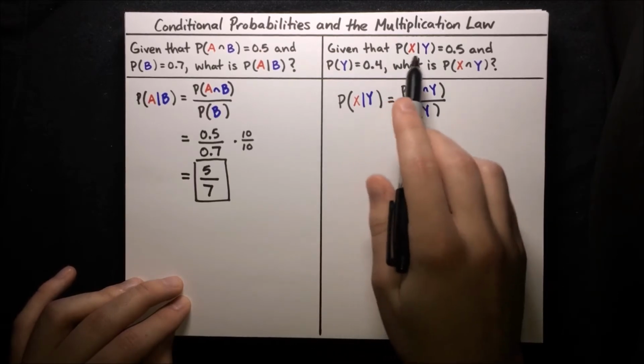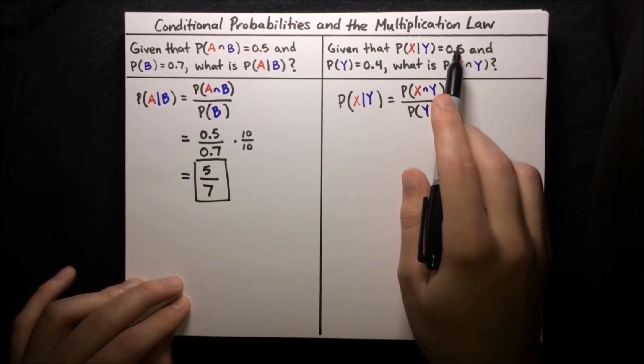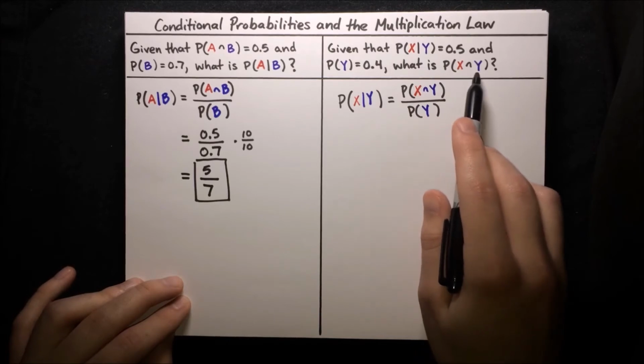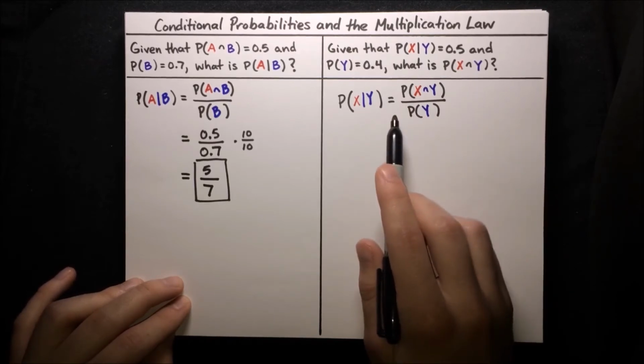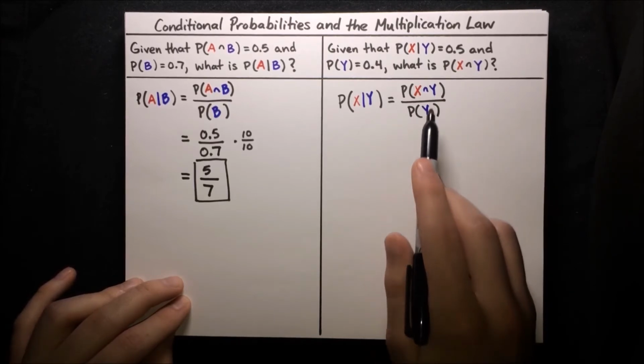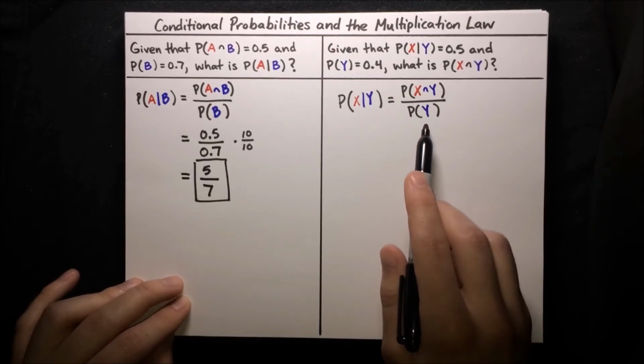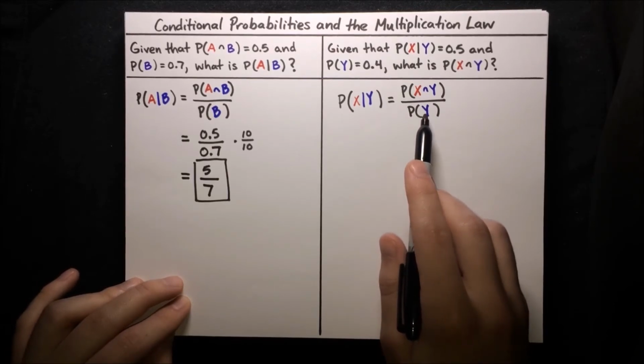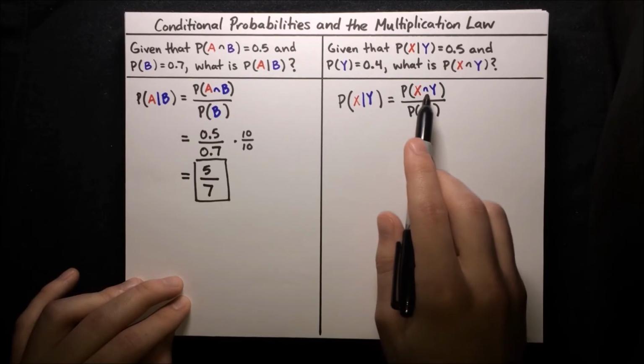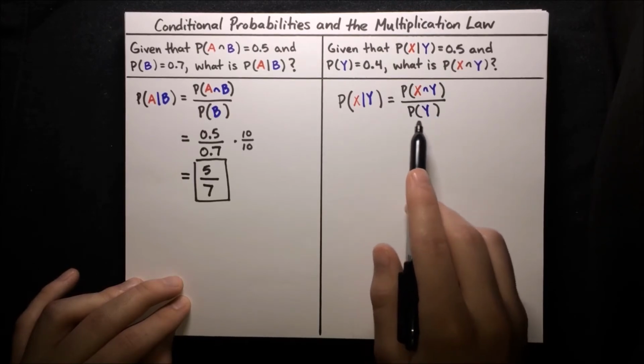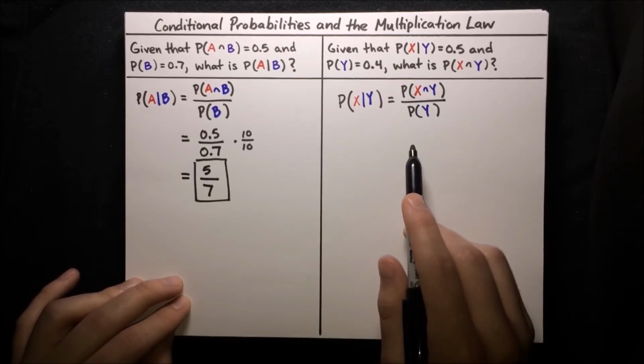But this time, we're not solving for the conditional probability of X given Y. We already know that's 0.5. We're solving for the probability of X and Y. So let's rearrange this formula to get the probability of X and Y on its own side. Really, the only problem is this is being divided by the probability of Y. So to get the probability of X and Y alone, all we have to do is multiply by the probability of Y. So we'll go ahead and do that.